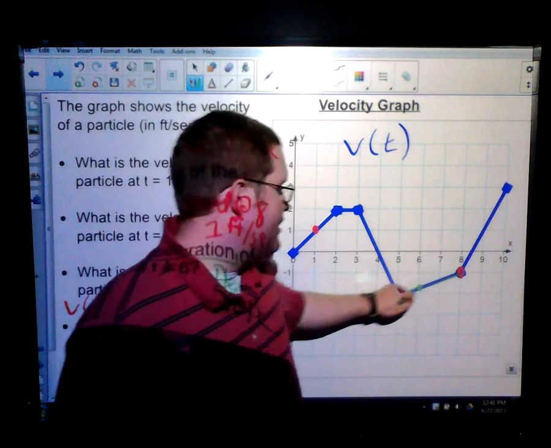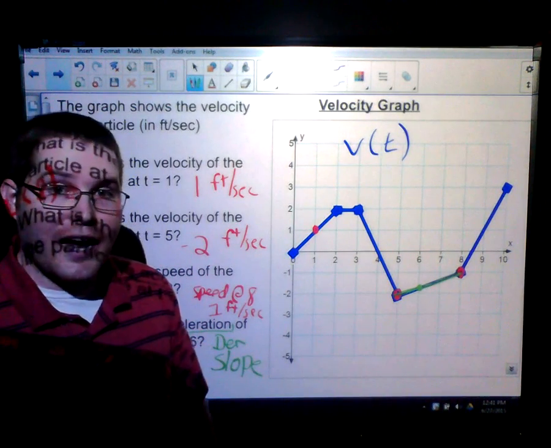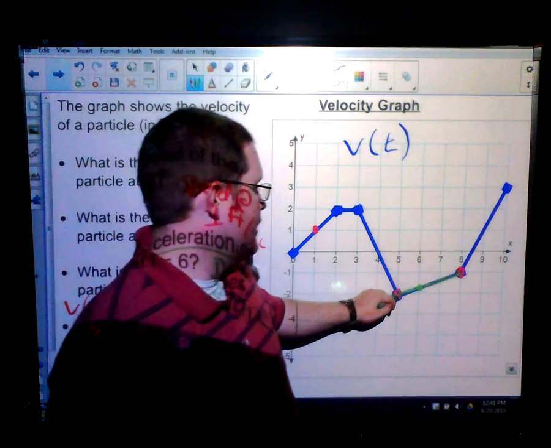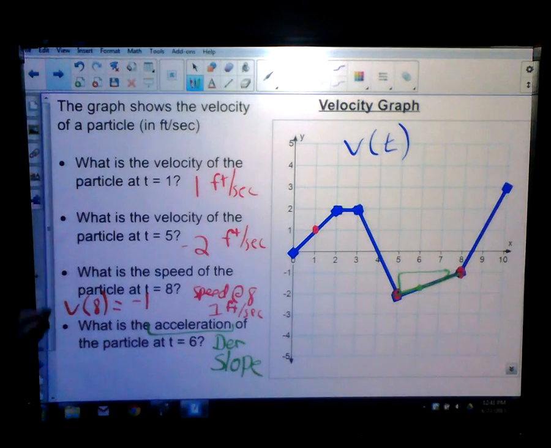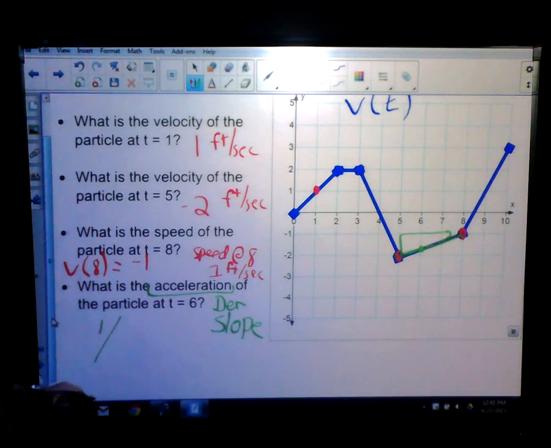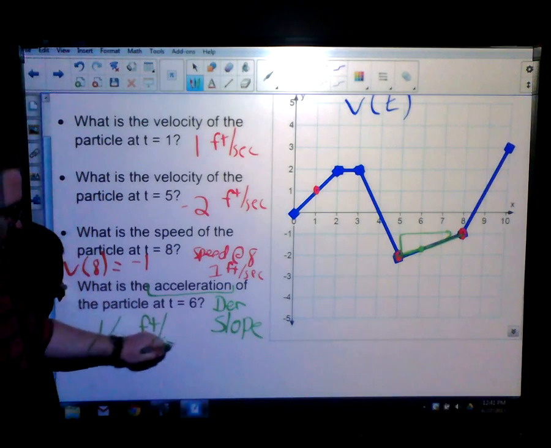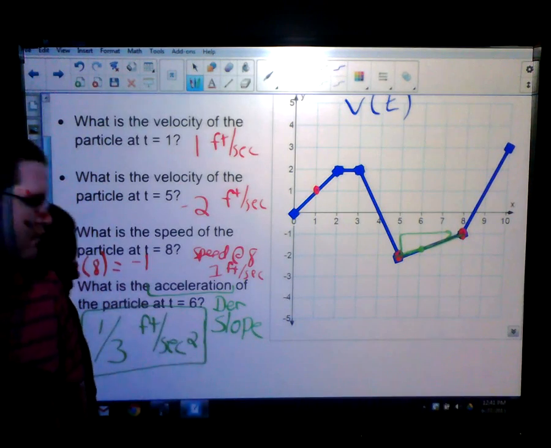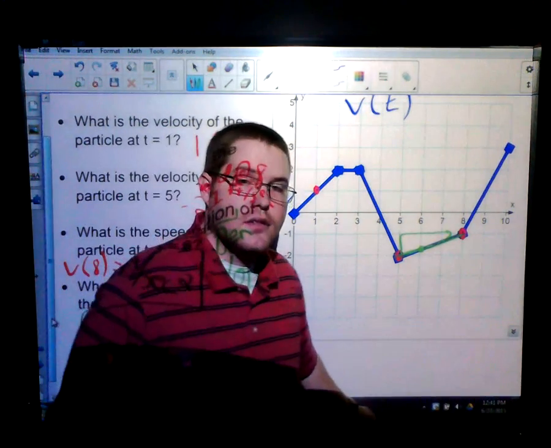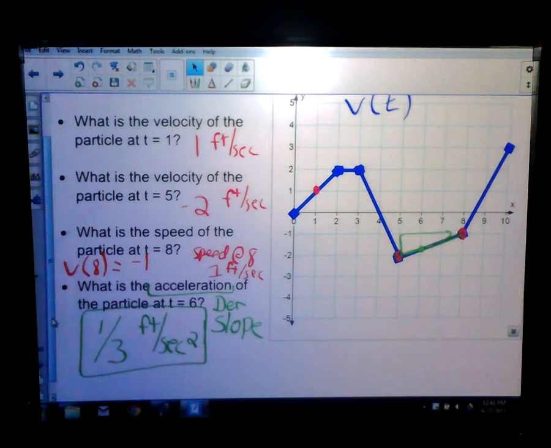I don't know how to find the slope at a point, but I got lucky. What shape is 6 on? That's a line. Lines are easy to find the slope of. It's rise over run. How far up did I go? I went up 1. How far over did I go? Over 3. The units for acceleration are feet per second squared. Derivative, because it's acceleration. Slope, because it's on a graph.